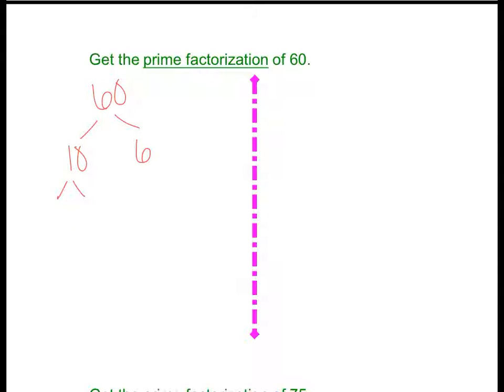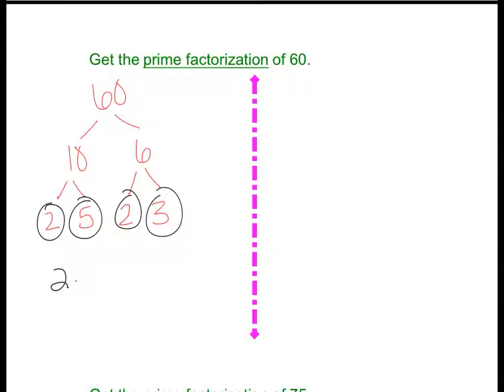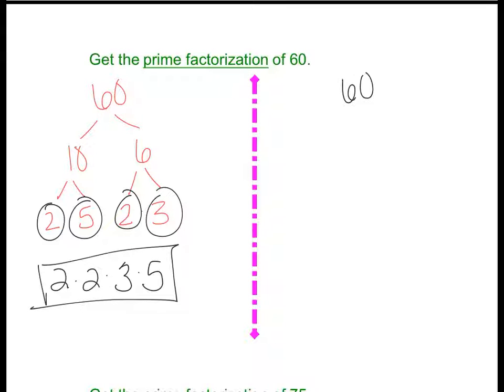10. What times what is 10? How about 2 times 5? 2 is prime. 5 is prime. So I'm done with that part of my tree. Let's break 6 apart. What times what is 6? Well, 2 times 3 is 6. 2 is prime. 3 is prime. So I have my prime factorization. Let's write it in order. 2 times 2 times 3 times 5. There's my prime factorization.